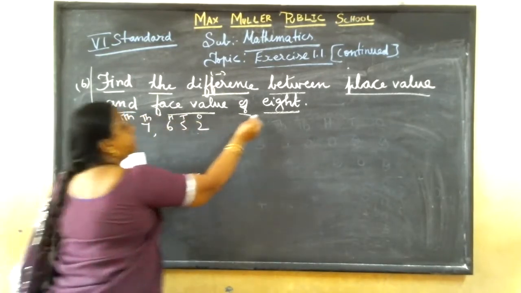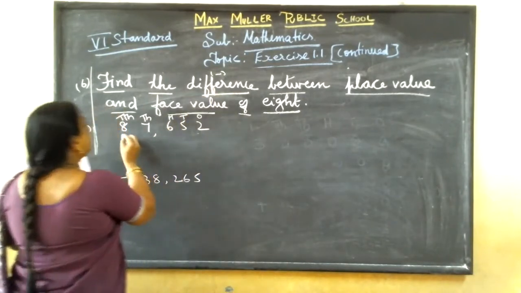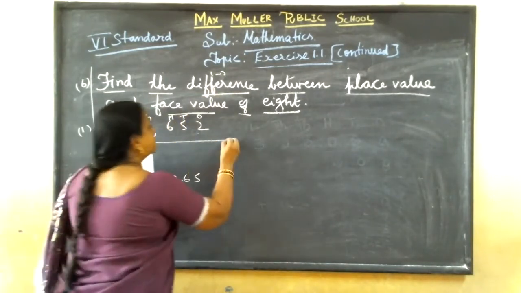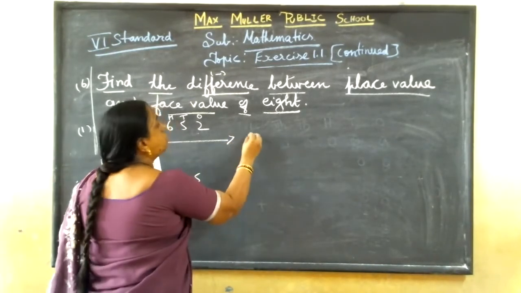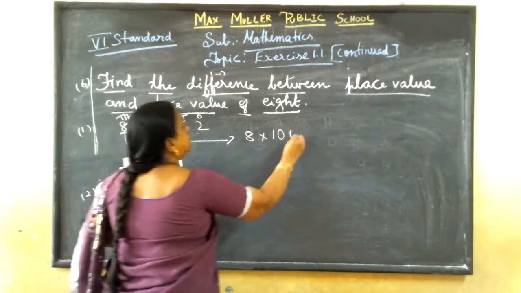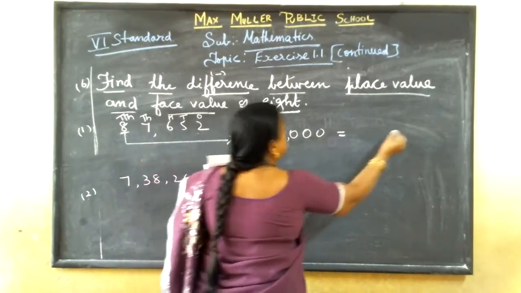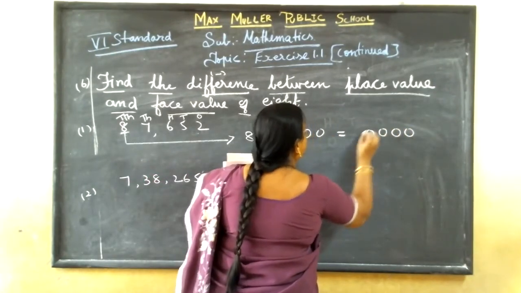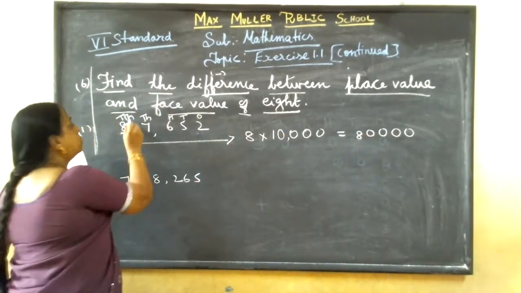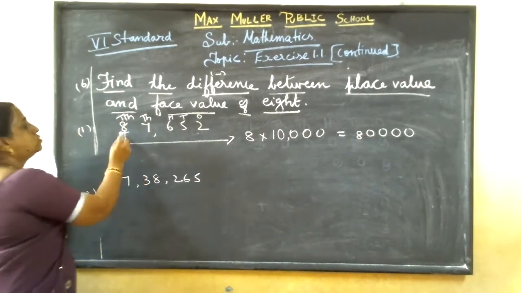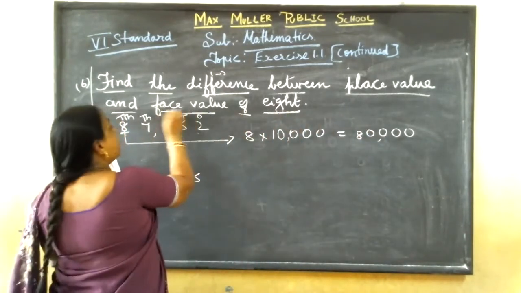Now you want to see the place value and face value of 8. Then you should subtract and find the difference. Here, 8 is in which place? Ones, tens, hundreds, thousands, ten thousands. 8 is in the ten thousands place. So 8 into 10,000 is how much? 80,000. Place value depends upon its place and position. So 8's place value is 80,000 here.